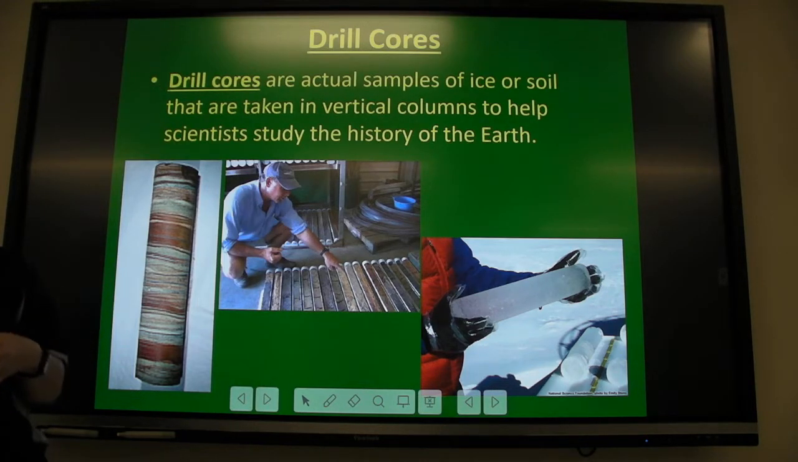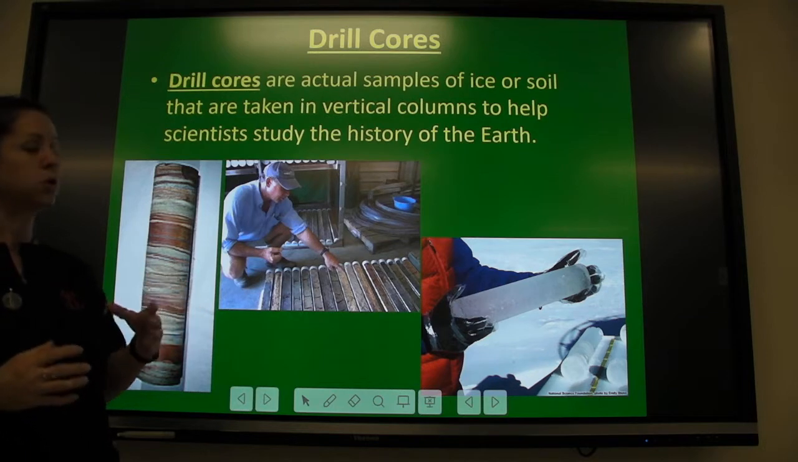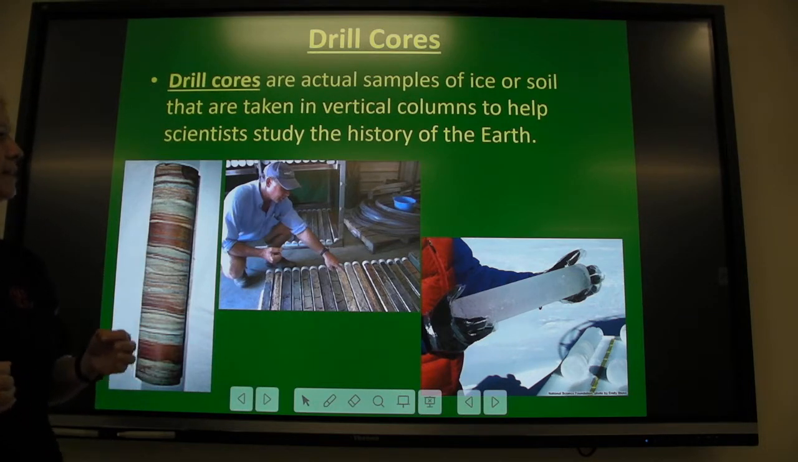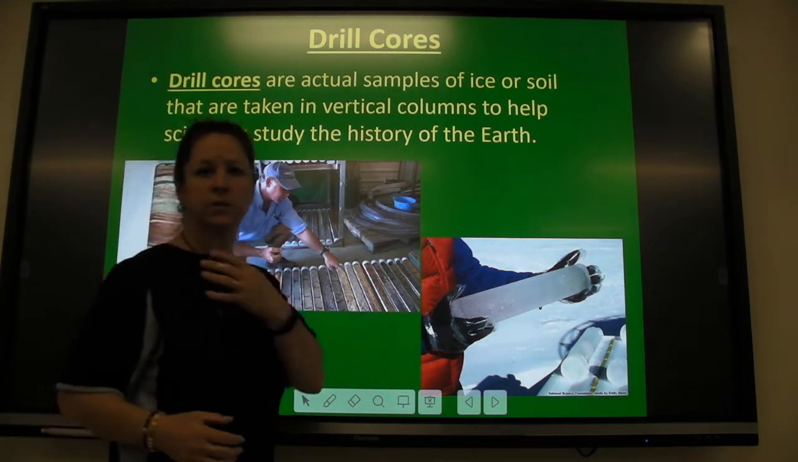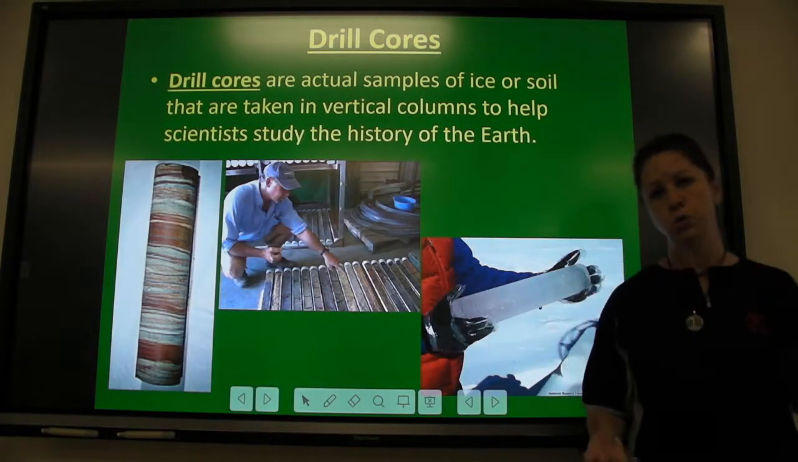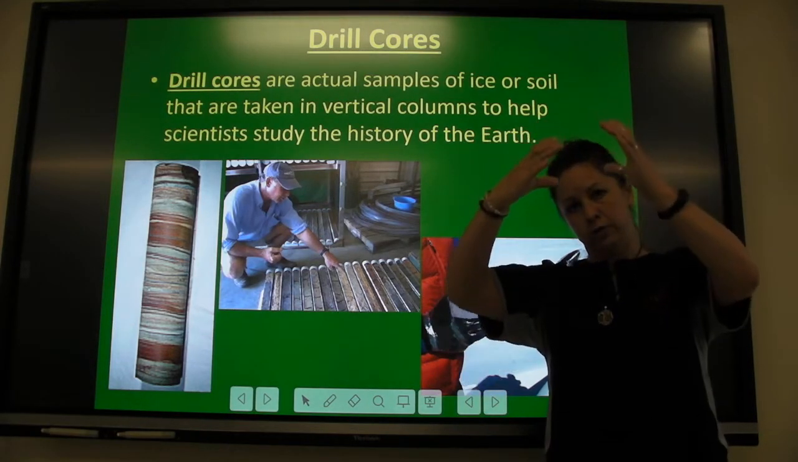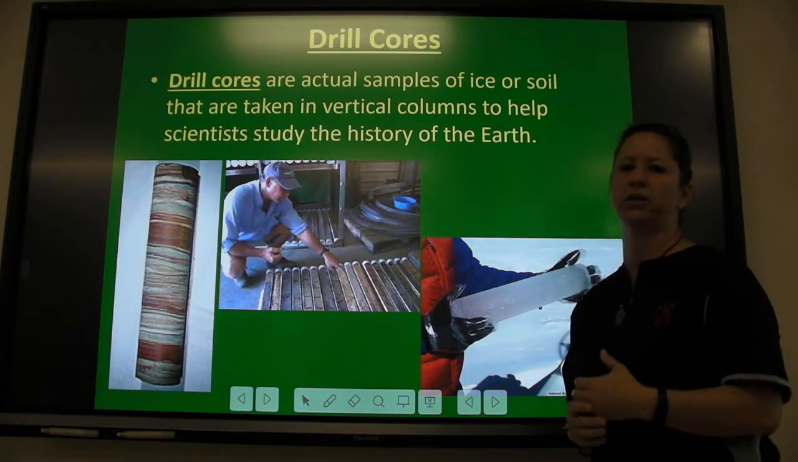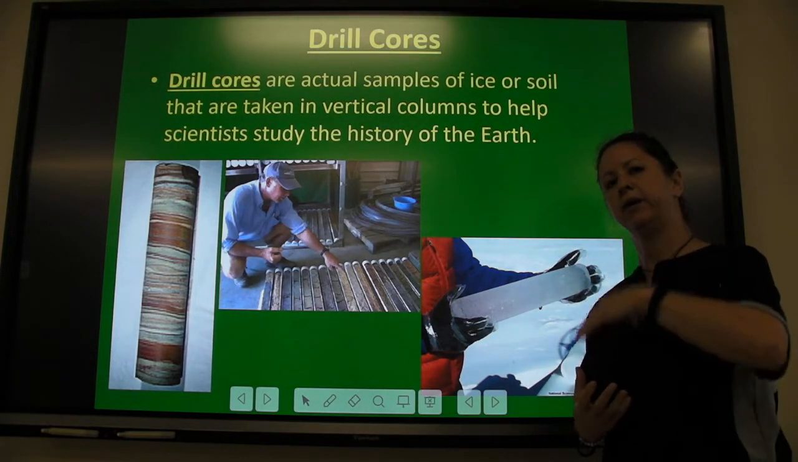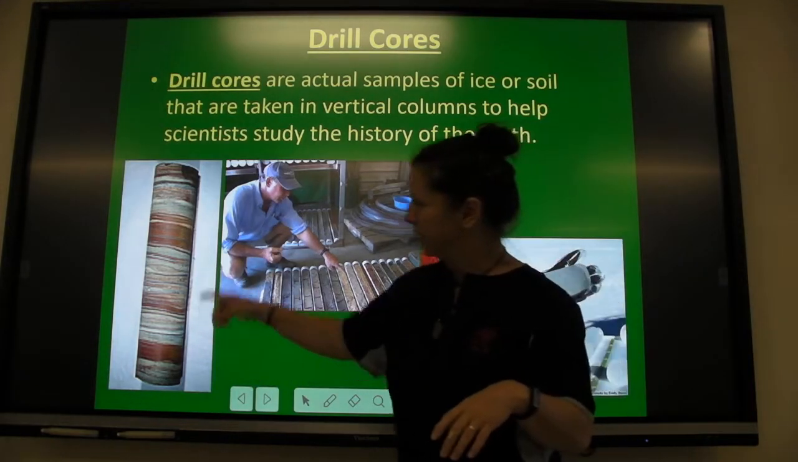So drill cores are actual samples of ice or soil that have been taken in vertical columns out of the earth. So literally what scientists do is they use a big drill bit that will take a column and go straight in the earth. And they can actually go miles deep with these things and pull them up one layer after the other after the other. And what they pull out can look like this.